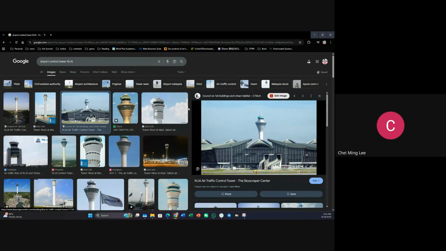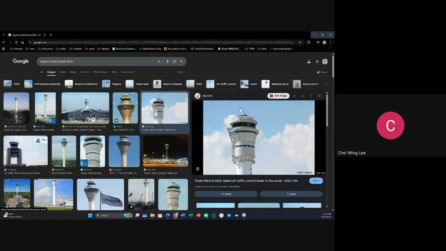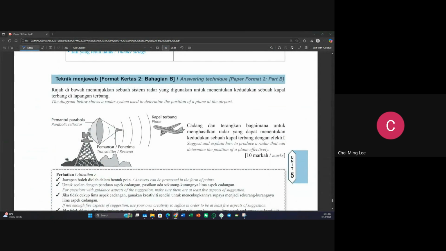You see here, if you make it big, these are the radar, this big one. So what they do is, when the planes come down, the radar captures the reading. Actually, they capture the transmitting wave from the plane, and then the control center, the one who controls who goes down first, is actually controlled by the control tower, not the pilot.